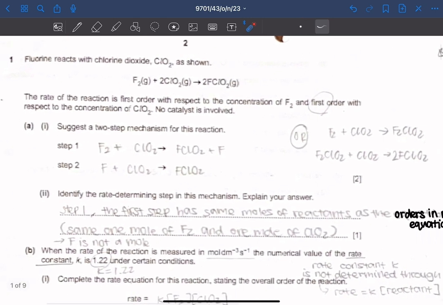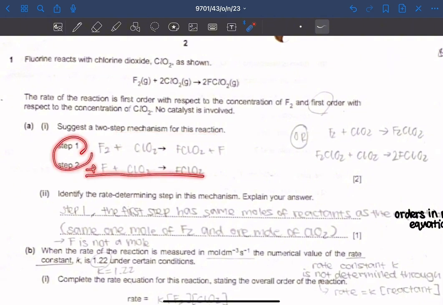So question number 1: fluorine reacts with chlorine dioxide, ClO2, as shown. F2 plus 2ClO2 forms 2FClO2. The rate of the reaction is first order with respect to the concentration of F2 and first order with respect to the concentration of ClO2. No catalysis is involved. A student suggests a two-step mechanism for this reaction.